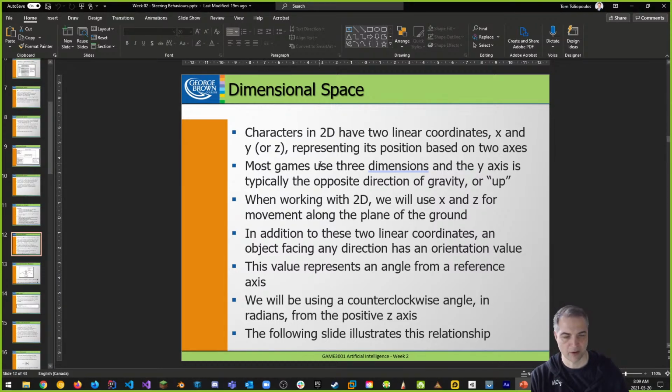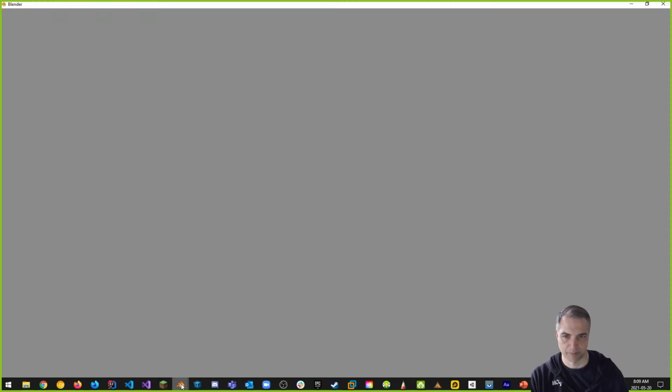Most of our games nowadays are 3D and use 3 dimensions. And a lot of times the y-axis is up. Sometimes we also have the z-axis up, especially with structures that we use, for example, in Blender. I'm just going to pull up Blender for a second. Blender is one of our creation tools that we use to make 3D graphics.